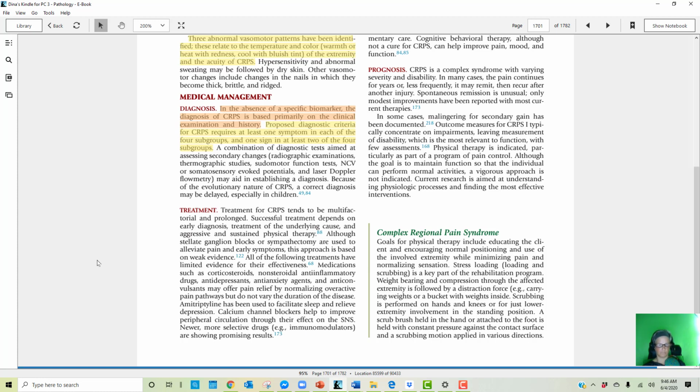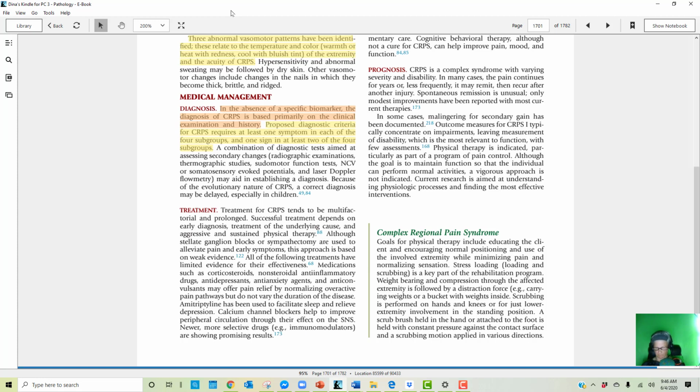Treatment. Treatment for CRPS tends to be multifactorial and prolonged. Successful treatment depends on early diagnosis, treatment of the underlying cause, and aggressive and sustained physical therapy. Although stellate ganglion blocks or sympathectomy are used to alleviate pain and early symptoms, this approach is based on weak evidence. All of the following treatments have limited evidence for their effectiveness.